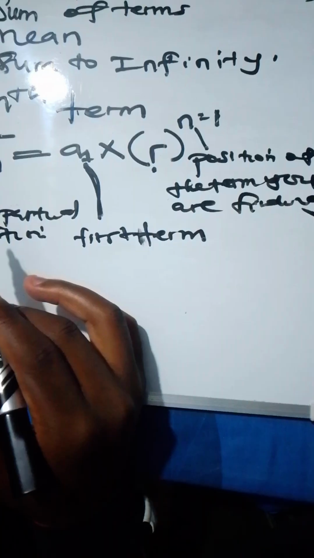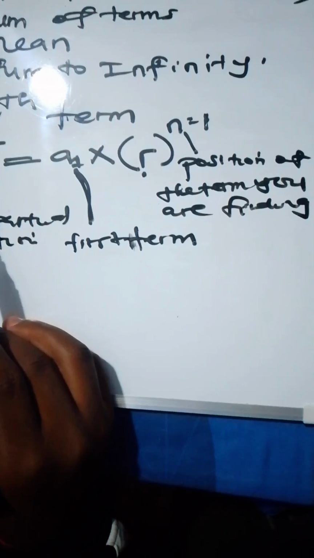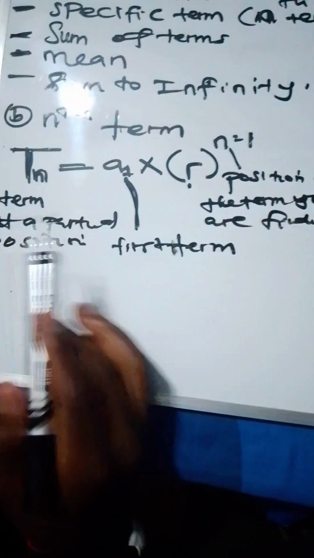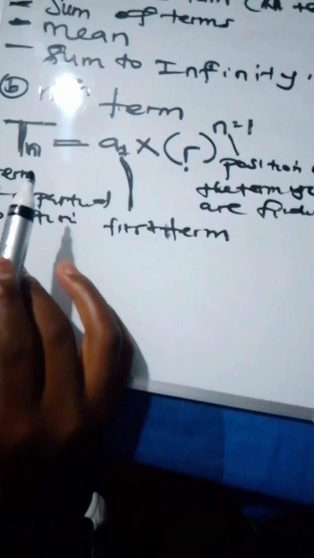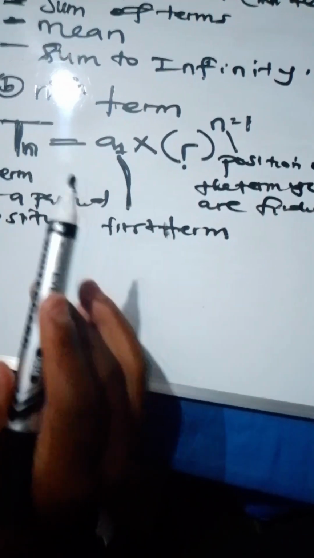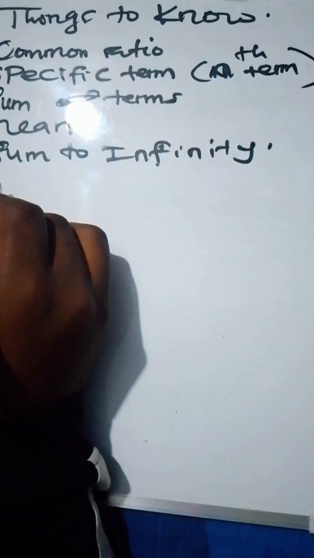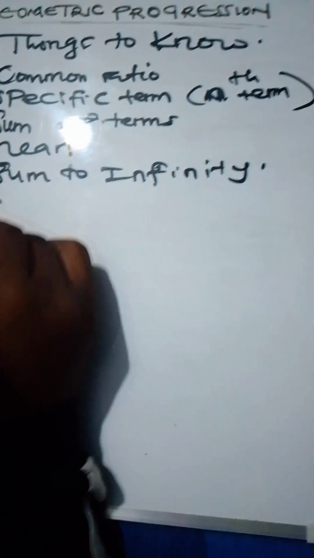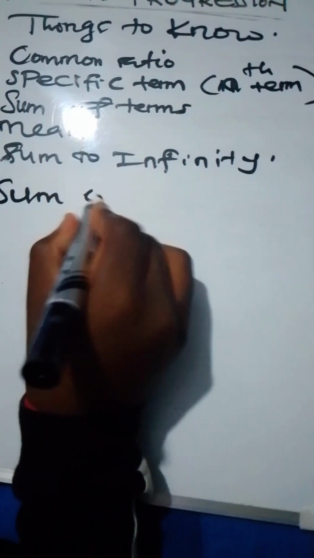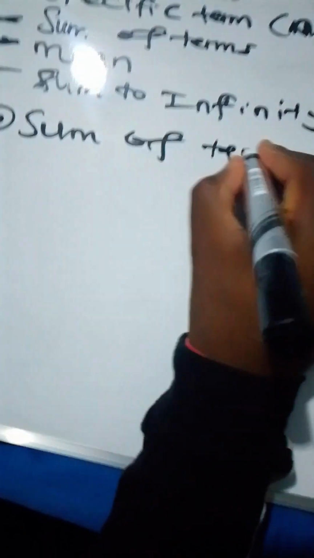Now let us talk about the sum of terms. How can you calculate the sum of terms? Because at times they'll tell you to find the sum of the first 20 terms. So how do you handle such problems? We talk about the sum of terms.